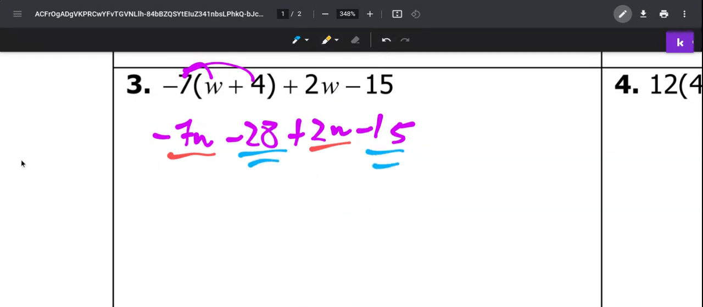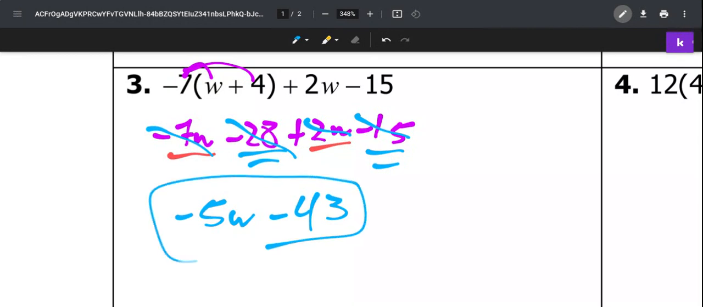All right, so we should end up with negative 7w plus 2w. That would be negative 5w. Negative 28 minus 15 would be minus 43. So negative 43. All right. Now, hopefully you did that one correctly. You can double check simplest form. I'm assuming if we missed this, it's probably because of the adding and subtracting, if I had to guess.